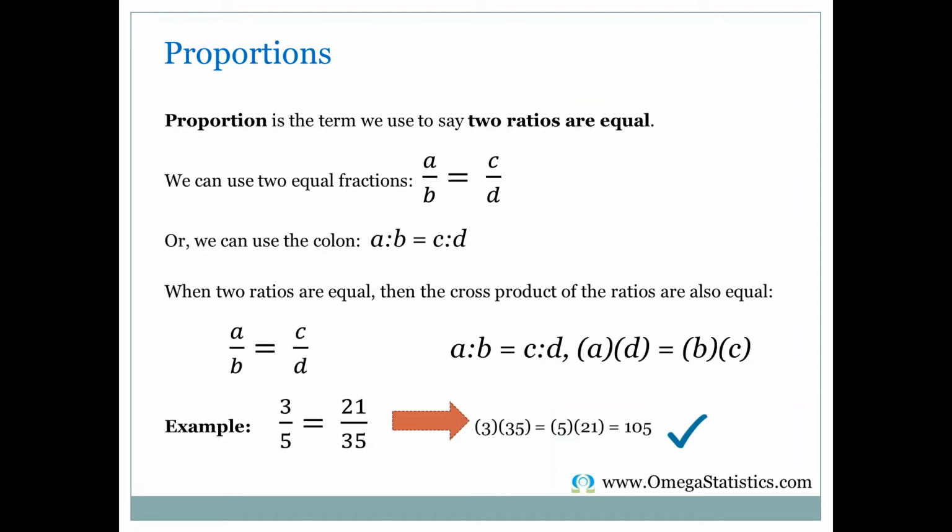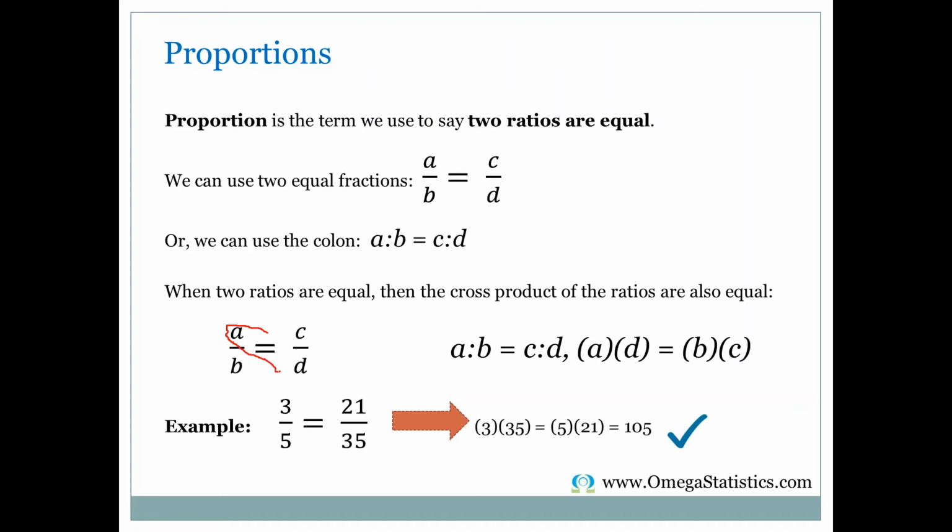Then we have proportions, and that's what we use to say that 2 ratios are equal. So we can use 2 equal fractions, A over B equals C over D, or we can use the colon, we can say A to B equals C to D. When two ratios are equal, then the cross products are also equal. So right here we have A over B equals C over D, or written this way. Then what we can do is cross them.